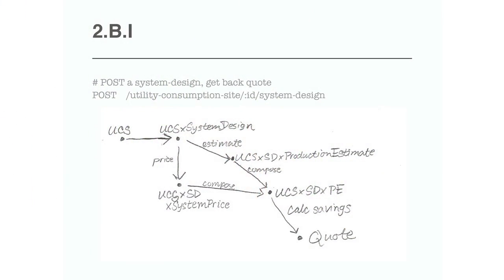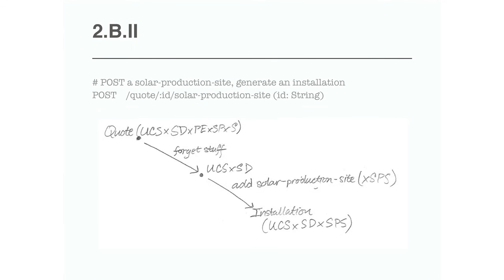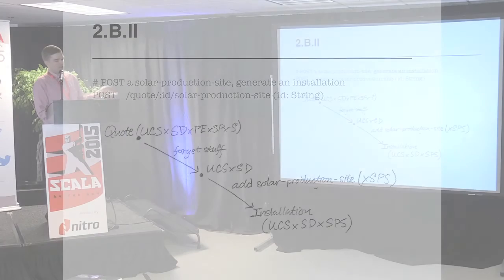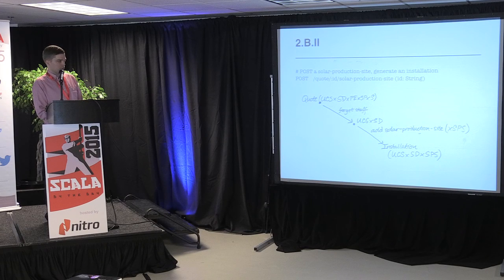So again, here's a state machine representing what happens when you would post a system design and get back a quote. And if you can't read my handwriting, I'm sorry. And here's what would happen when we post a solar production site and get back an installation. We forget some things. We add in the solar production site and get back the installation, something in the installation domain.